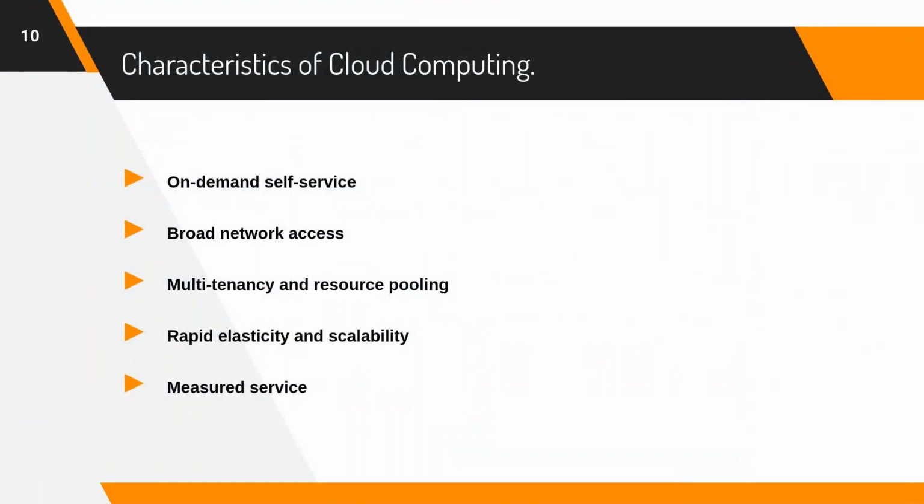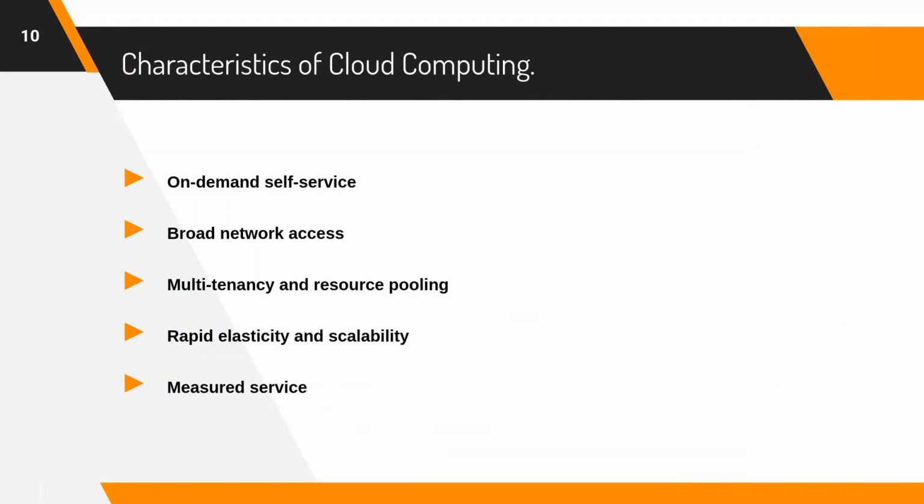And broad network access. So these should be available over multiple channels, like web channel, through programmatic access, mobile apps also sometimes. So that's what defines the second characteristic, broad network access, which will give you the ability to communicate through multiple channels.